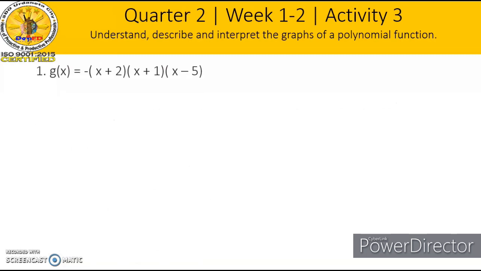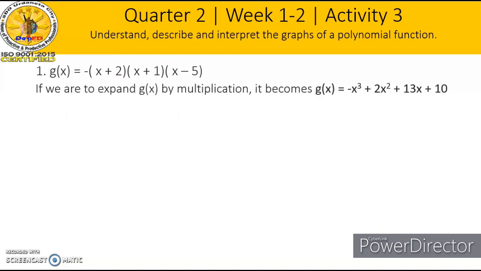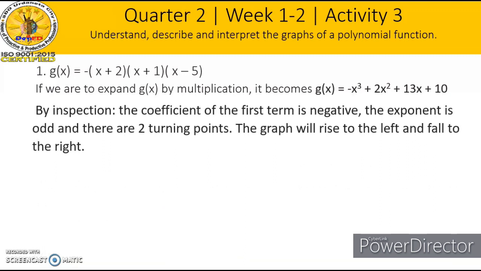Now this is for activity 3. Example for activity 3. We have the function g(x) is equal to the negative of the binomials x plus 2 multiplied by x plus 1, x minus 5. So we are looking for the end behavior. So we expand only to get the first term. So the coefficient of the first term is negative. The exponent is odd. So it is raised to 3. There are two turning points. So the graph will rise to the left and fall to the right.